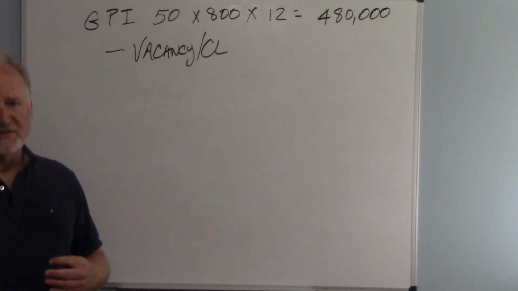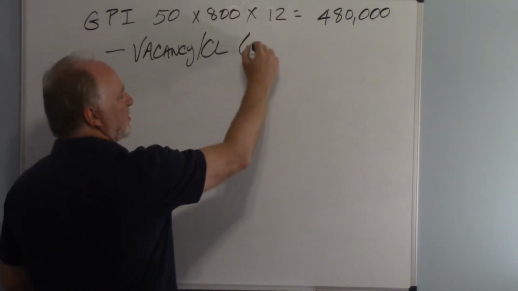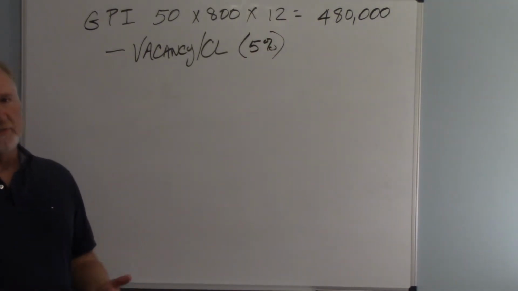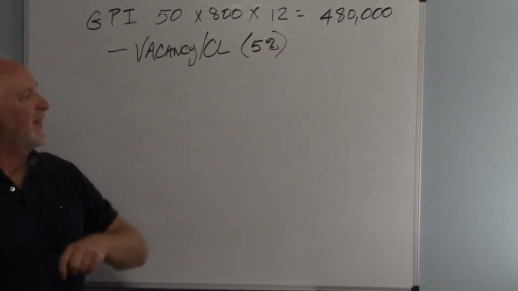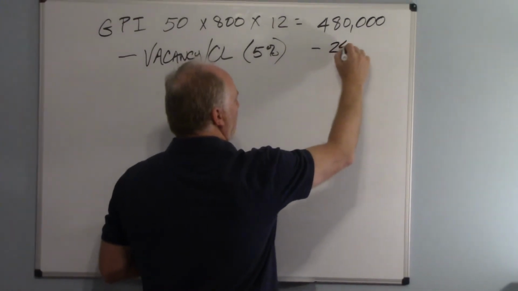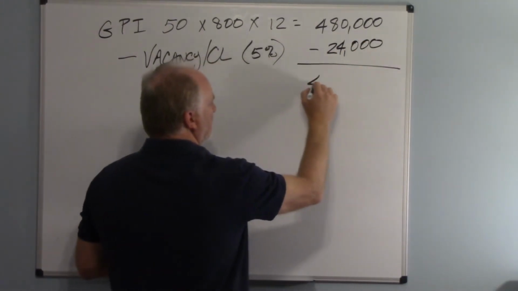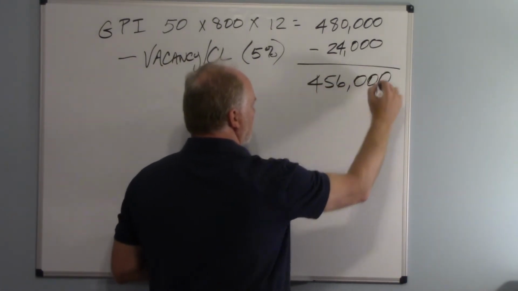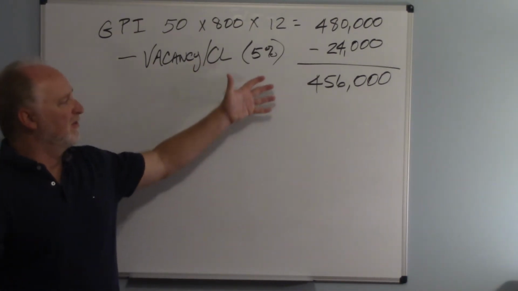Usually this is expressed as a percentage. So let's say in this case that the vacancy and credit loss is 5%. It's just uncollectible is what it amounts to. So 5% of $480,000 looks like it's going to be about $24,000. Lisa, check me on that math real quick just to make sure I'm correct. Okay, so you're just not going to collect 5% of it, okay?